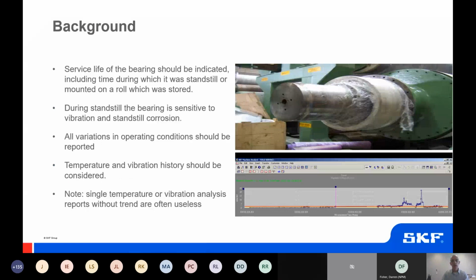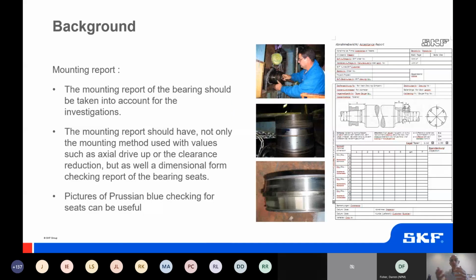As part of the background, it's also important to understand not only if the machine has been in operation but, like I said before, whether the machine has been standing still. Is there any vibration history available, any oil analysis, and other parameters, as I mentioned already? Because sometimes single measurements might not give you any clues about what has happened or how long this failure has taken to develop.